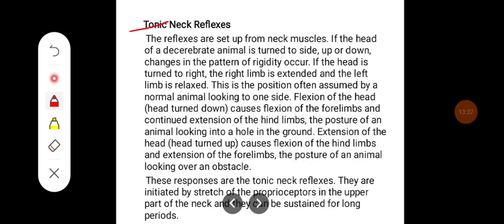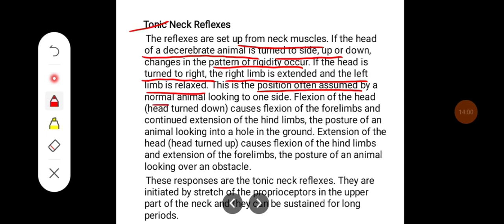Tonic neck reflexes. The reflexes are set up from the neck muscles. If the head of a decerebrated animal is turned to the side, up or down, changes in the pattern of rigidity occur. If the head is turned to the right, the right limb is extended and the left limb is relaxed.